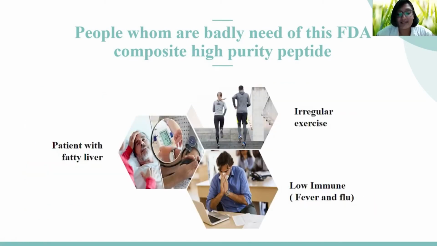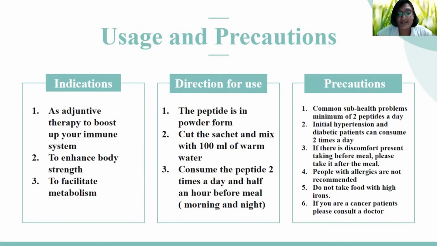Let us see the next who really need it: irregular exercise, low immune, people who have fever, flu, cough, and patients with fatty liver, meaning people with too high a concentration of cholesterol, which has been taken over by the liver, and this is called fatty liver. So these kinds of people really need, and we recommend, peptide. Not only this, but people with low immunity, as I told you earlier, will always need our peptide.